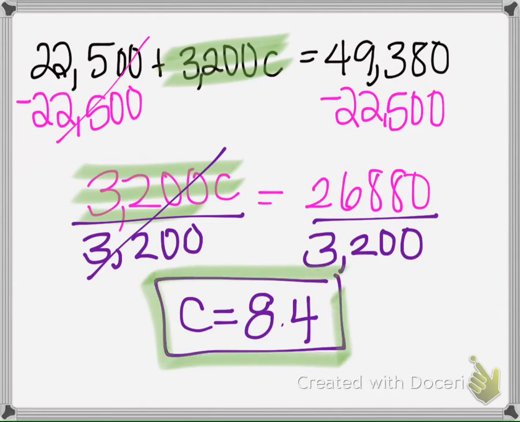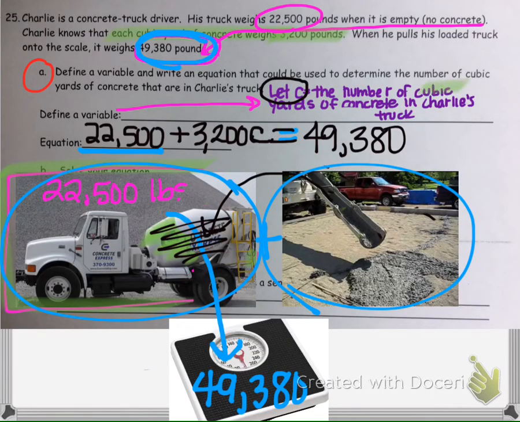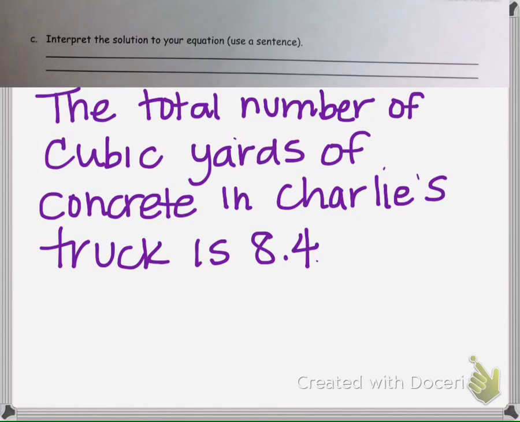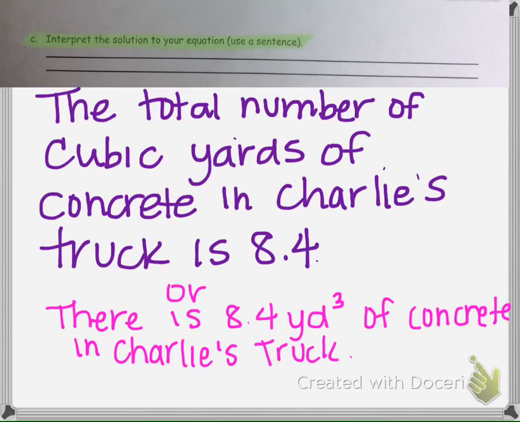Then the next part is to explain what the 8.4 means. Because we wrote our let statement, C represents the number of cubic yards of concrete in Charlie's truck. So to explain, that's exactly what we would say. We could also say there are 8.4 cubic yards, that's the shorthand way of writing cubic yards, of concrete in Charlie's truck. Both of those would be excellent explanations.